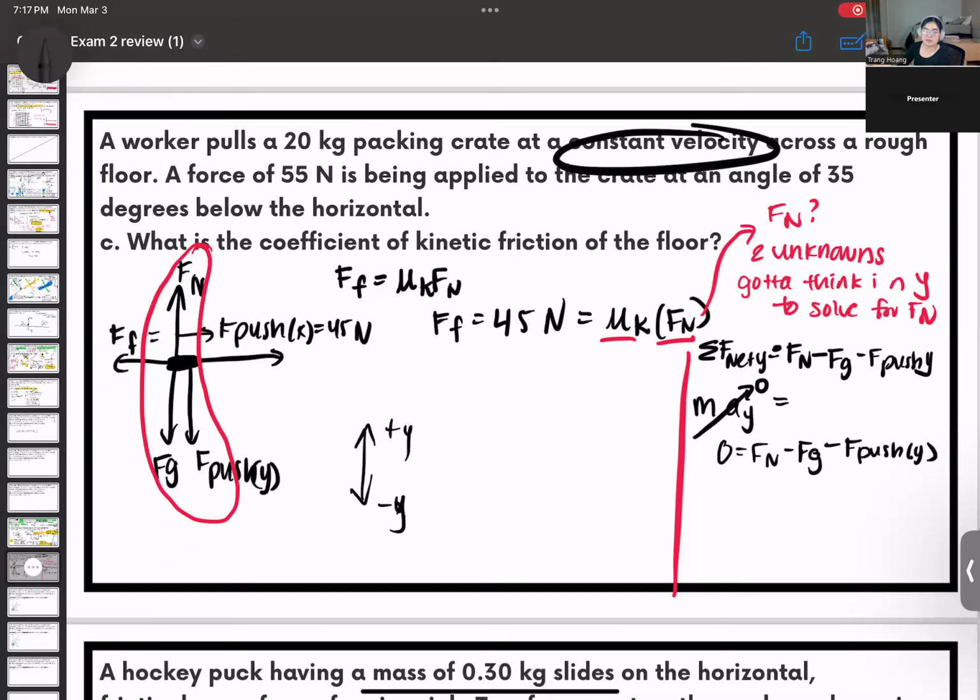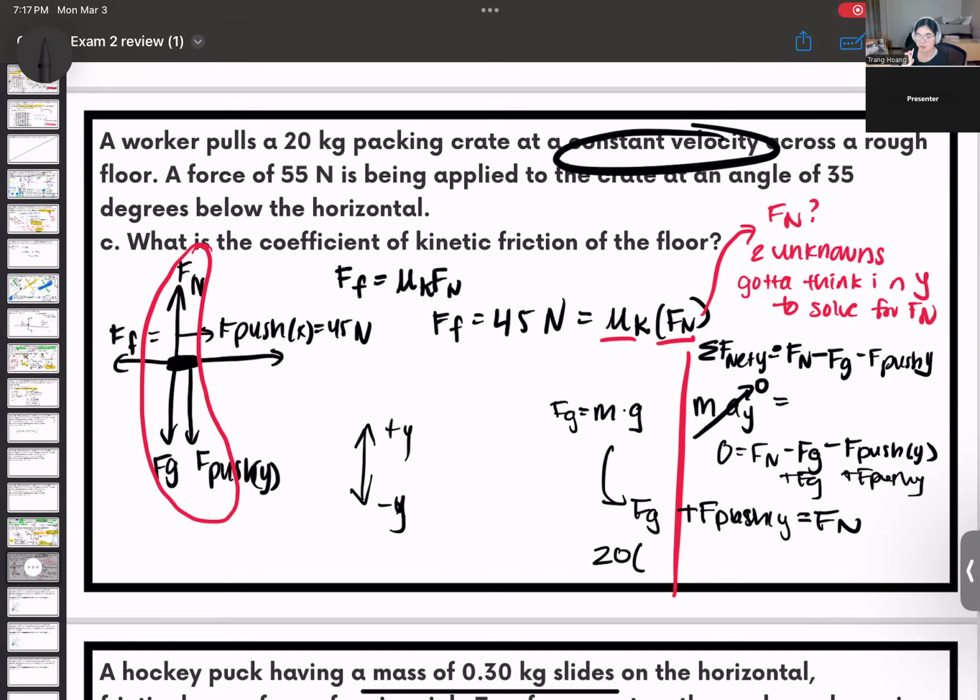So I want to get rid of my negatives. What I got to do is add Fg, add F push y. If I do that, I get Fg plus F push y is equal to Fn. Okay, where do I go from here? Fg, guys, you know what Fg is. Fg is equal to m times g, mass times gravitational acceleration. So 20 times, I'm going to simplify it, I'm going to use 10 meters per second squared. Actually, I'll just use 9.8 because that's what I have. Plus F push y, which we don't know yet.